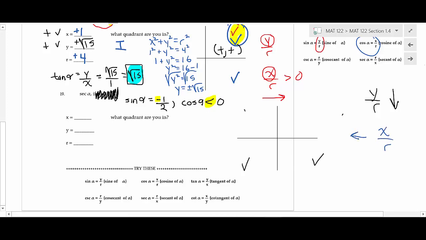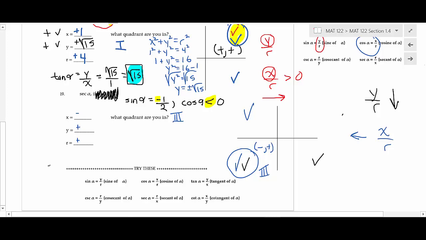So the cosine's negative here and there. Okay, so that means that the two conditions overlap in quadrant 3. So that means that you are in quadrant 3. Okay, you always got to figure out what quadrant you're in. So if you're in quadrant 3, x is negative, y is negative, and r is always positive. Okay, so that's what you got to do in the problem.